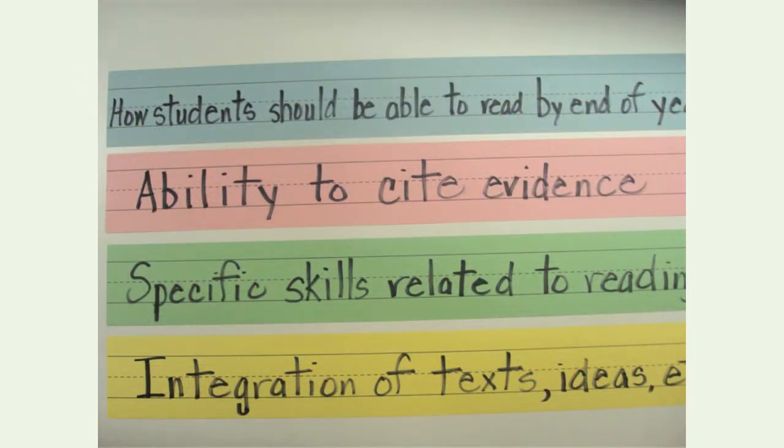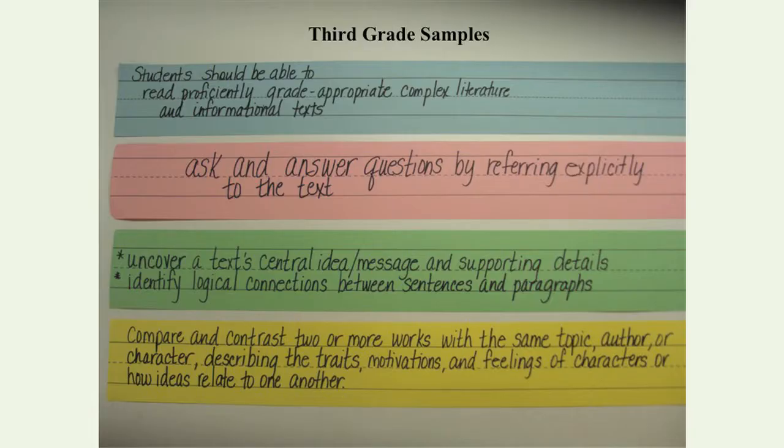Sentence strips should be prepared ahead of time. Make one strip each for each of the 4 categories. The first is how students should be able to read by the end of the year. Second is the ability to cite evidence. Third is specific skills related to reading. And fourth is the integration of text and ideas. You will also want to make the sample strips for 3rd grade to model the activity for your participants.